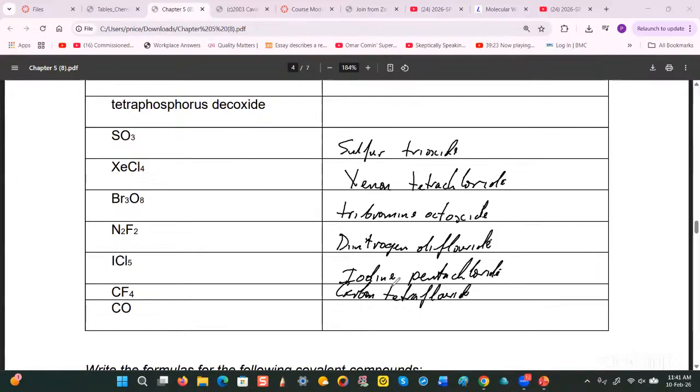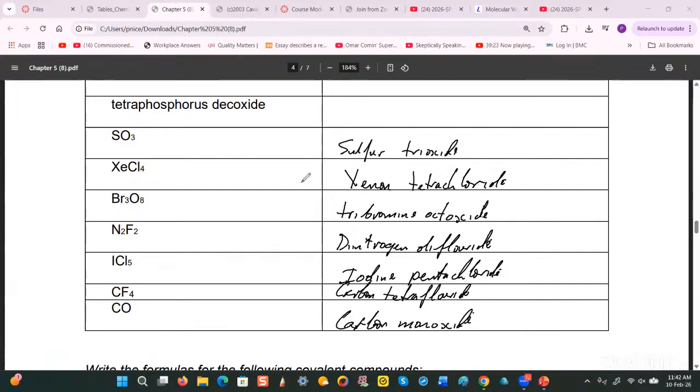And then the last one, CO. Carbon what? Monoxide. All right, and that's it. All right, very good. Okay, so that's basically how you name binary molecular compounds. So remember the two exceptions when you're doing these problems.